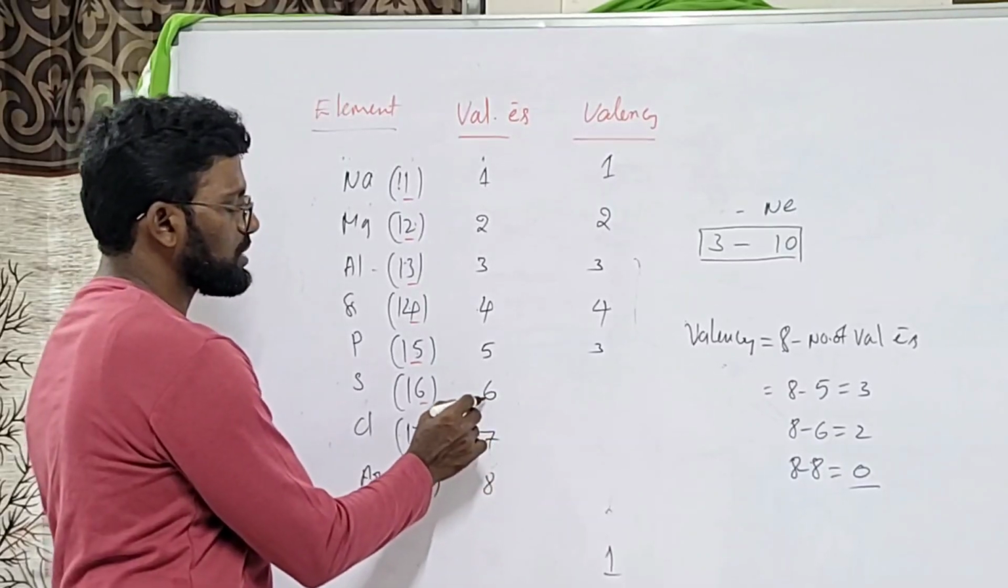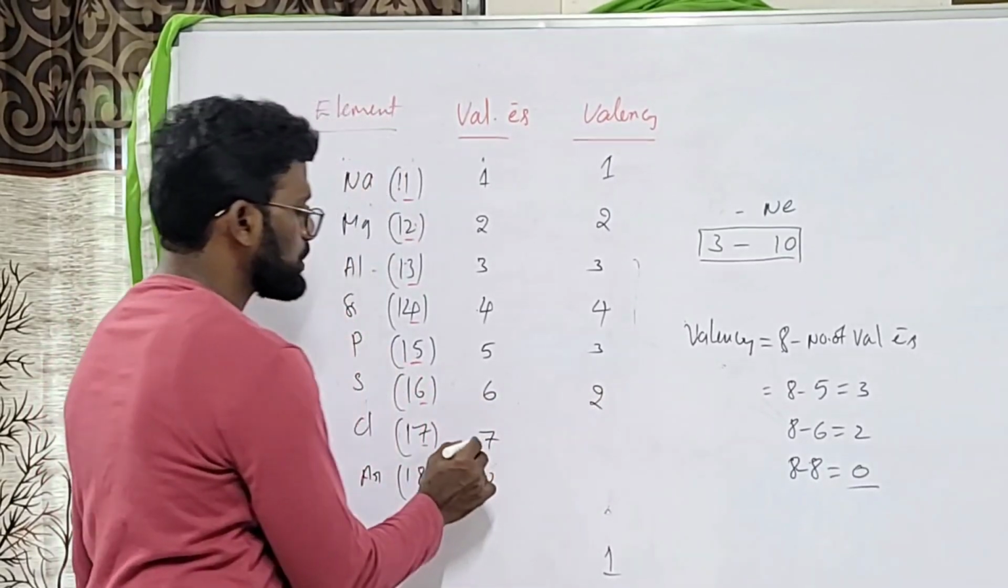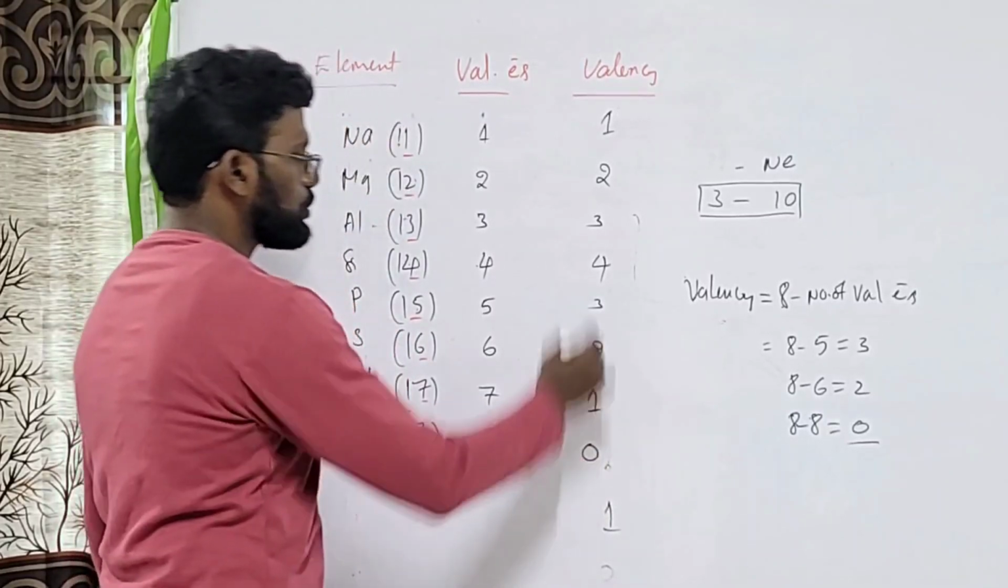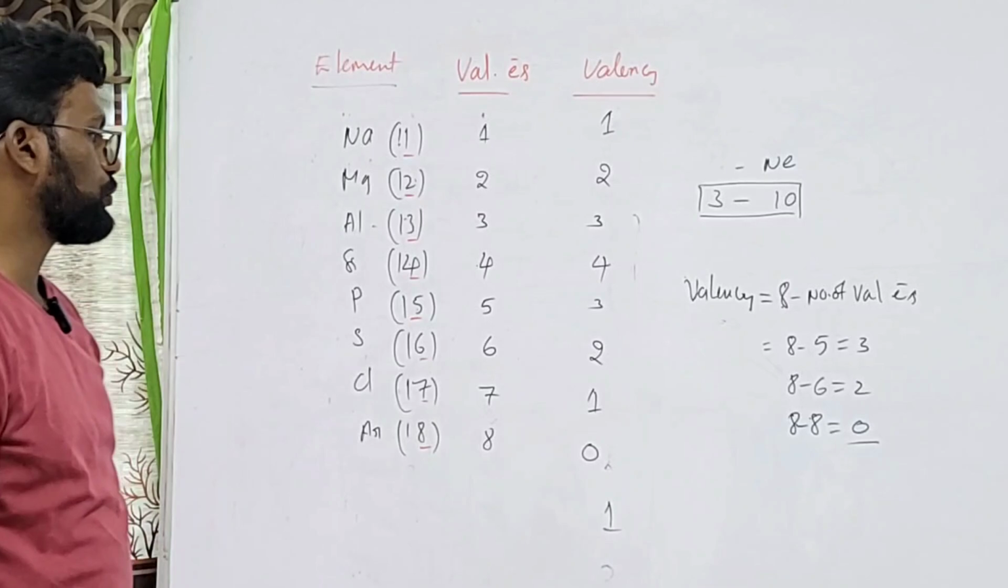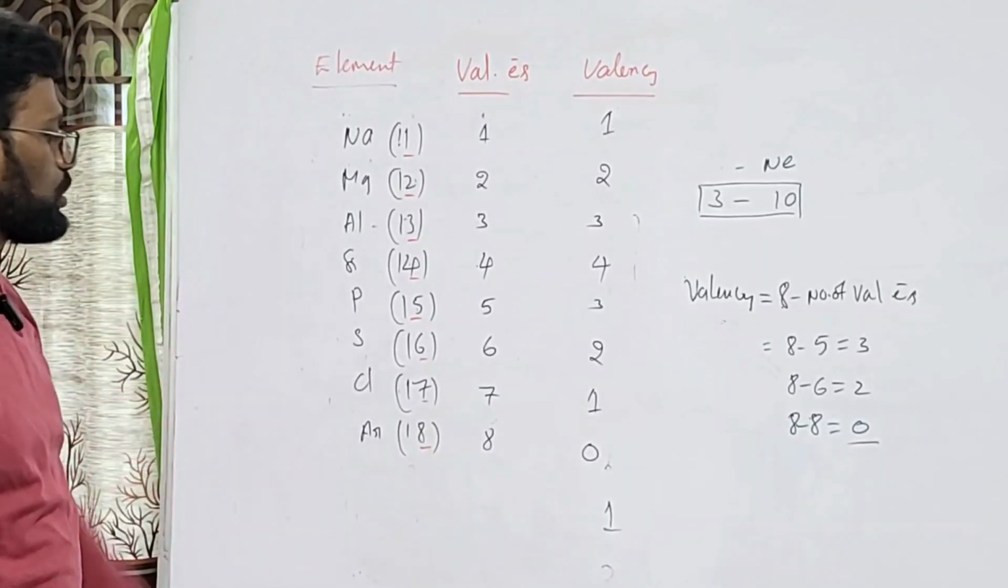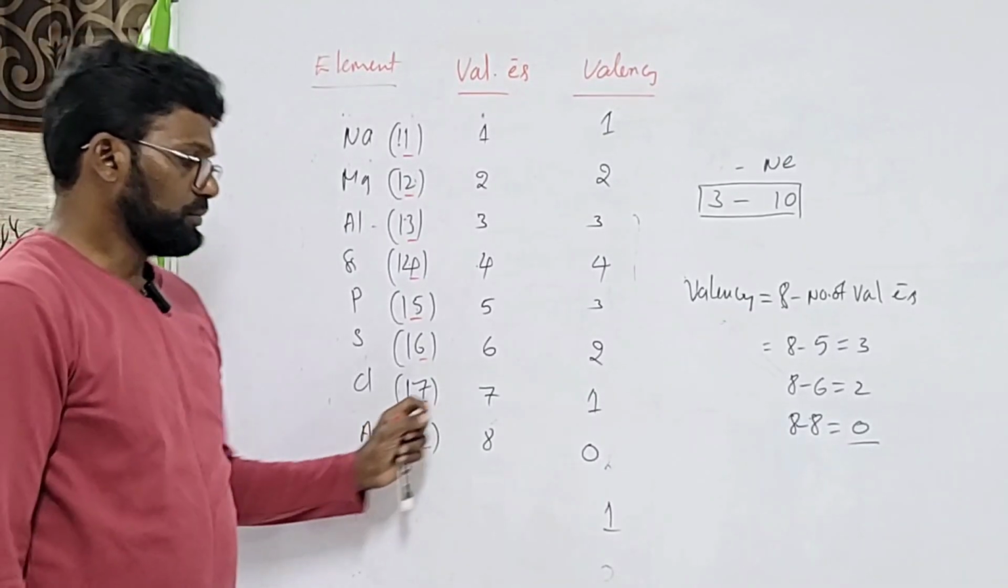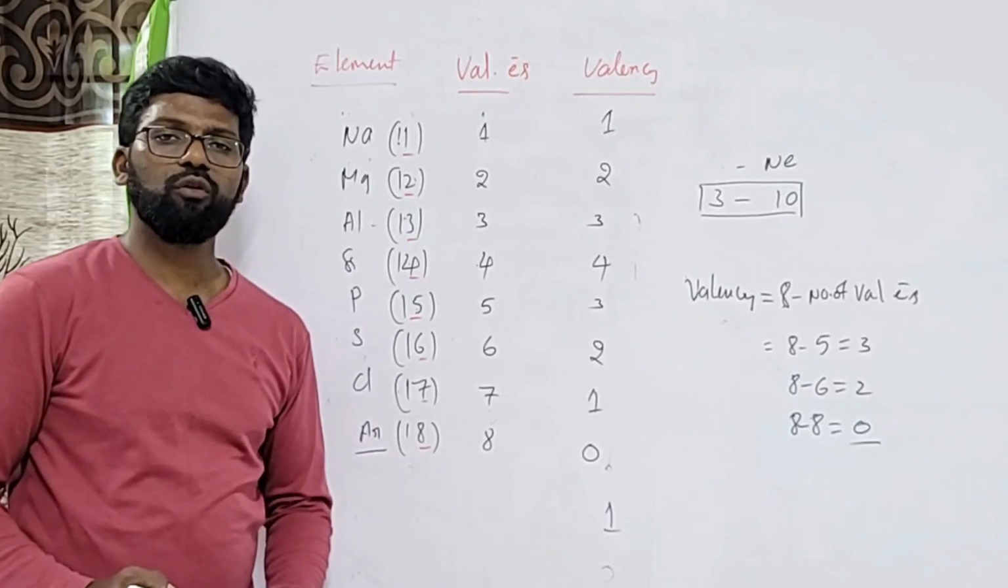The difference between 6 and 8 is 2. The difference between 7 and 8 is 1. The difference between 8 and 8 is 0. So these are the valencies of these elements up to argon. Here again, argon is a noble gas element. We already know that noble gas elements have 0 valency.